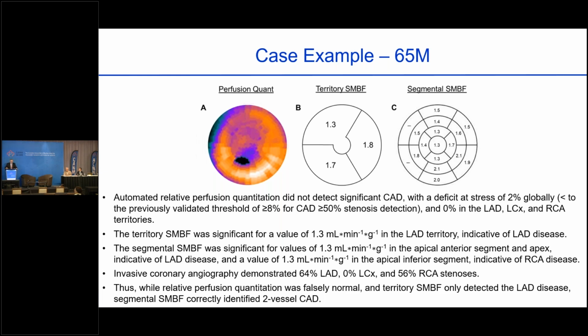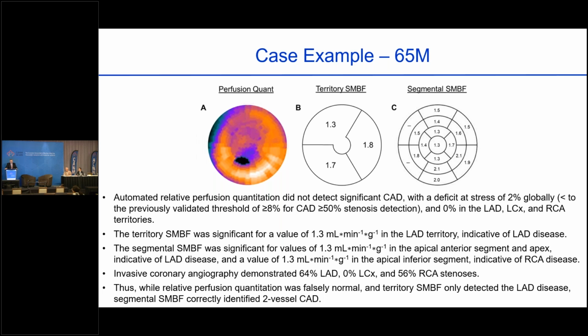So this is an example of an abnormal case, also to show that even in these you may have an additive contribution of flow metrics. This is a 52-year-old male who was enrolled in the trial, and the automated relative perfusion quantitation demonstrated a stress deficit of 34% globally, 1% in the LAD distribution, 93% in the circumflex territory, and 66% in the RCA territory, consistent with significant CAD in the circumflex and RCA territories. The territory stress flow, again the middle panel, was significant for a value of 1.1 in the left circumflex territory and 0.9 in the RCA territory.